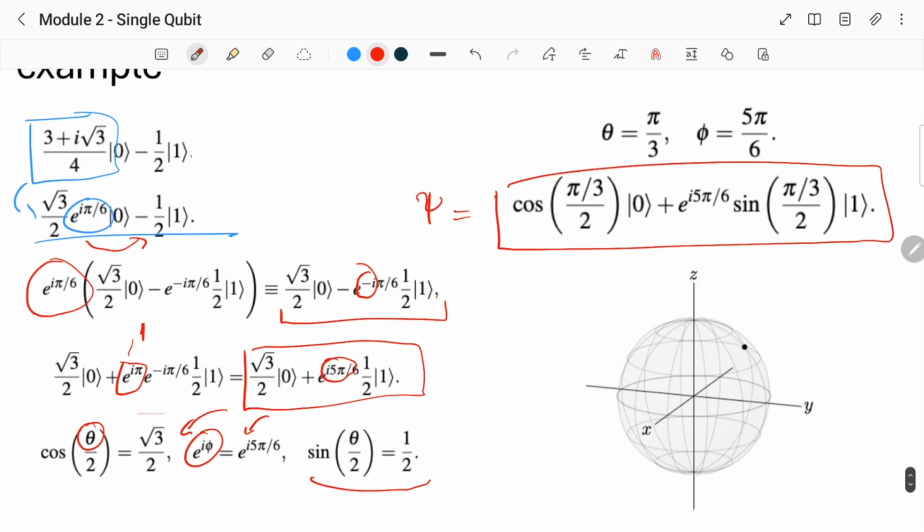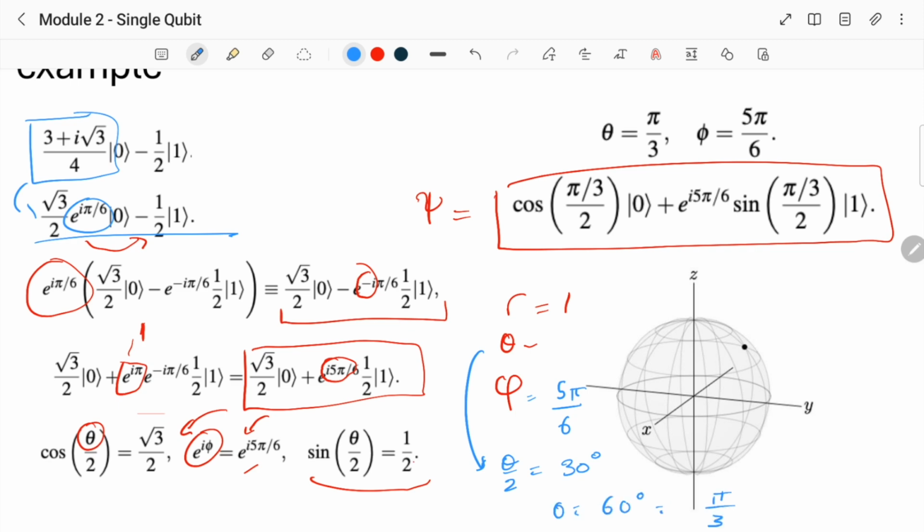And what were the three components we need for plotting? R, theta, and phi. We have R equals 1, normalization. We can easily obtain theta from here, and we can easily obtain phi from here. So let's see that. We clearly see phi is equal to 5 pi by 6. Sine theta by 2 is equal to half, which means that theta by 2 is equal to 30 degrees, or theta is equal to 60 degrees, which is equal to pi by 3. And then we can easily plot that.